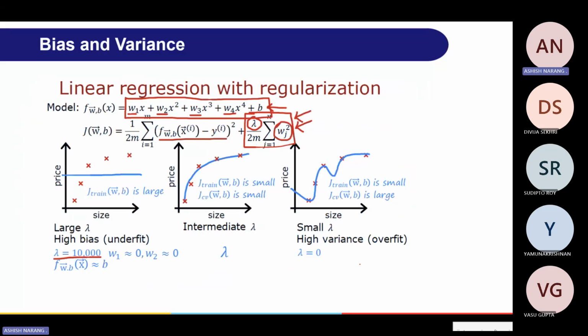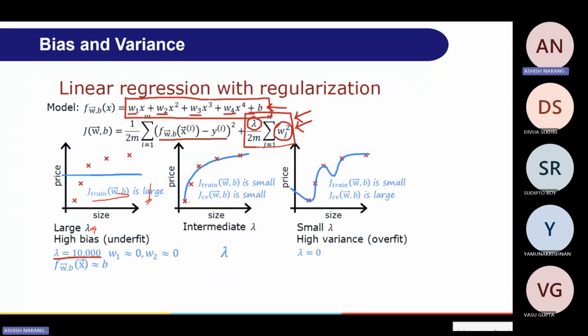Okay, let me dig down a little more into bias and variance, right? So if you look at this, this is an underfitting model. JTrain is large. So larger lambda, if you put, high bias, underfit, right? If you do regularization, a high value of lambda causes the weights to approach zero. This will result in underfitting.